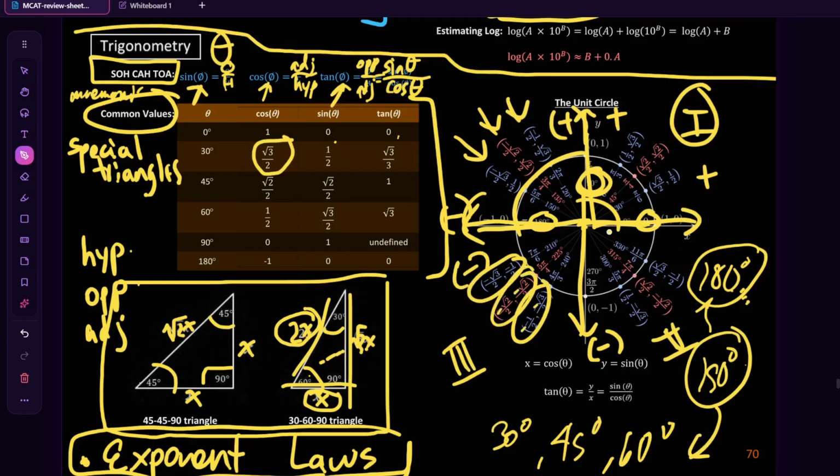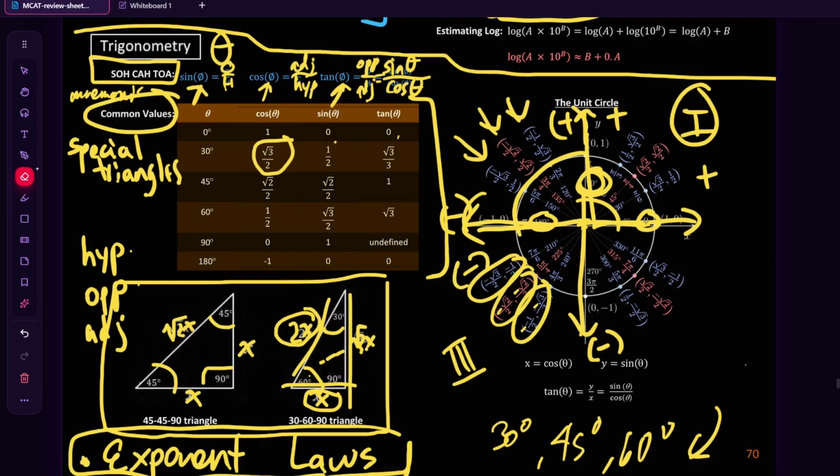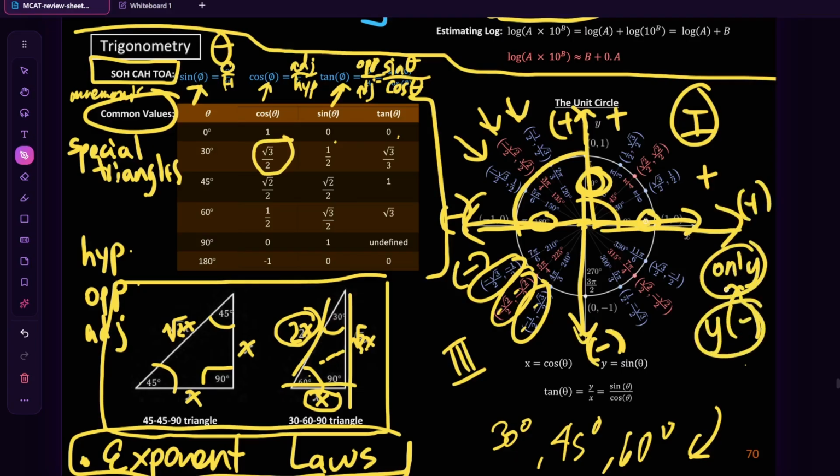And then if you go over to this quadrant, right? This quadrant has the x-axis going positive, and it has the y-axis going negative. So only x is positive and y is negative. So cos is always positive and sine is always negative, in other words.